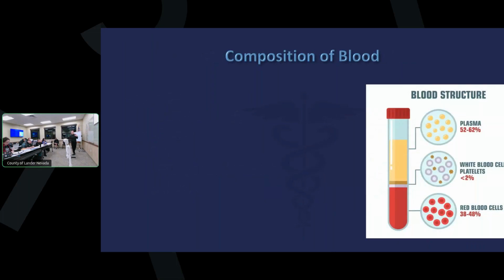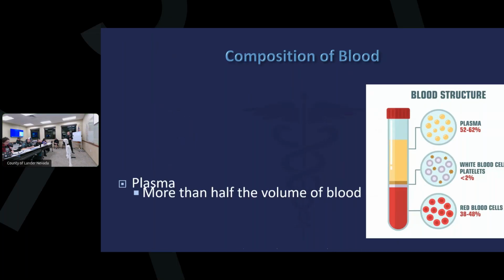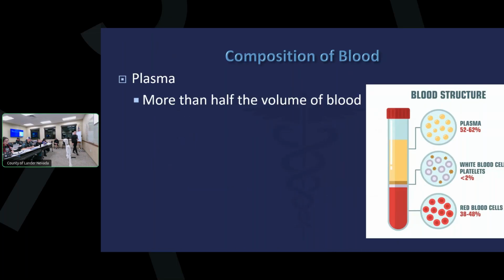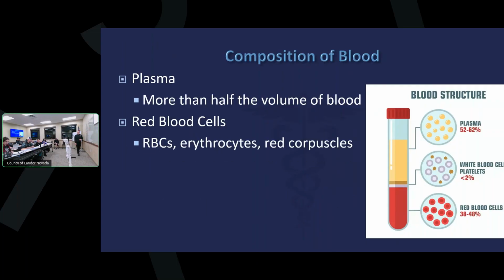So then our blood. Most of our blood is plasma, more than half of it. This chart says 52 to 62%. You look up different charts, they all tell you different numbers. It's just important to know that more than half of it is plasma. So then we have our red blood cells.